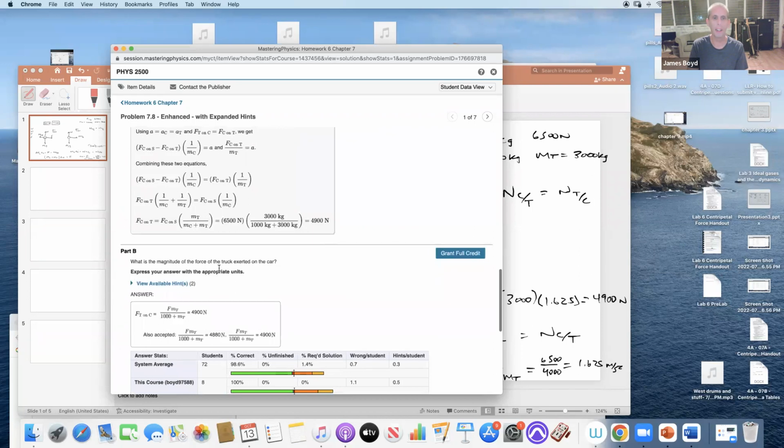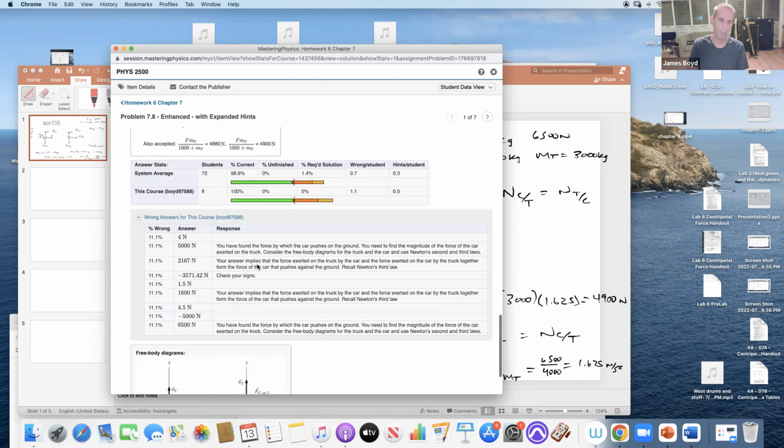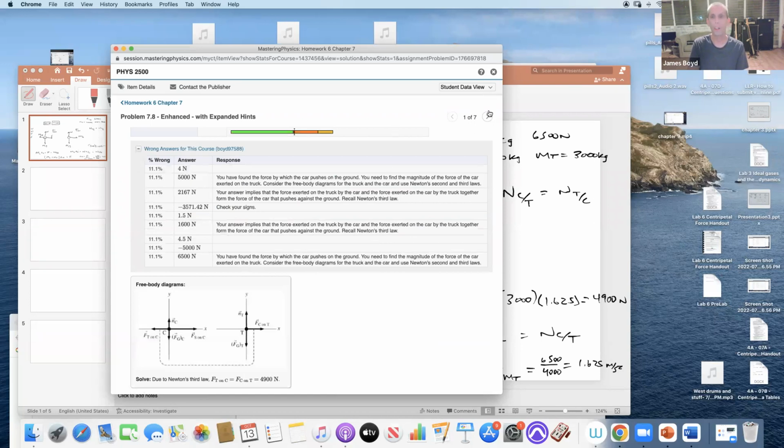Now, what is the magnitude of the force of the truck exerting on the car? Well, we know it's a third law pair. So the answer to part B is simply 4,900. It's the same exact normal force that the truck exerts on the car. They are a third law pair. So hopefully that makes sense.